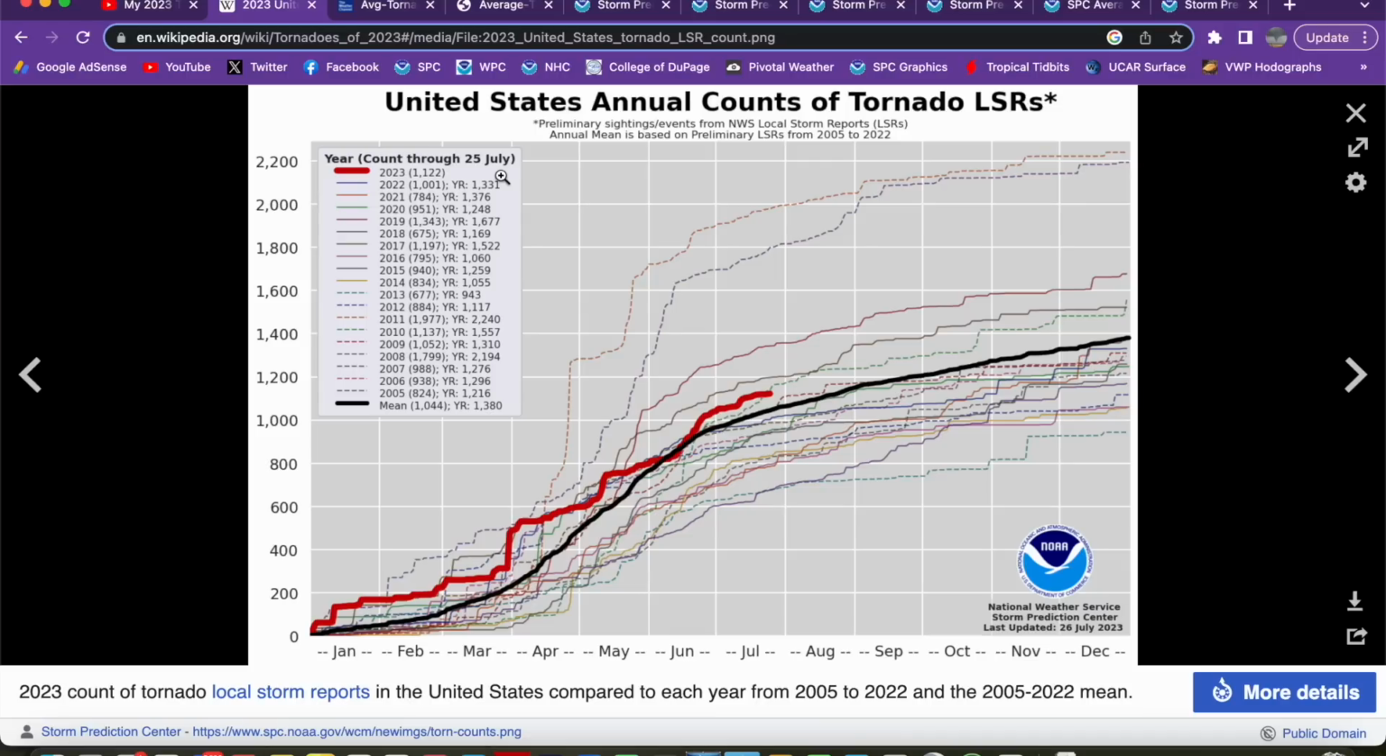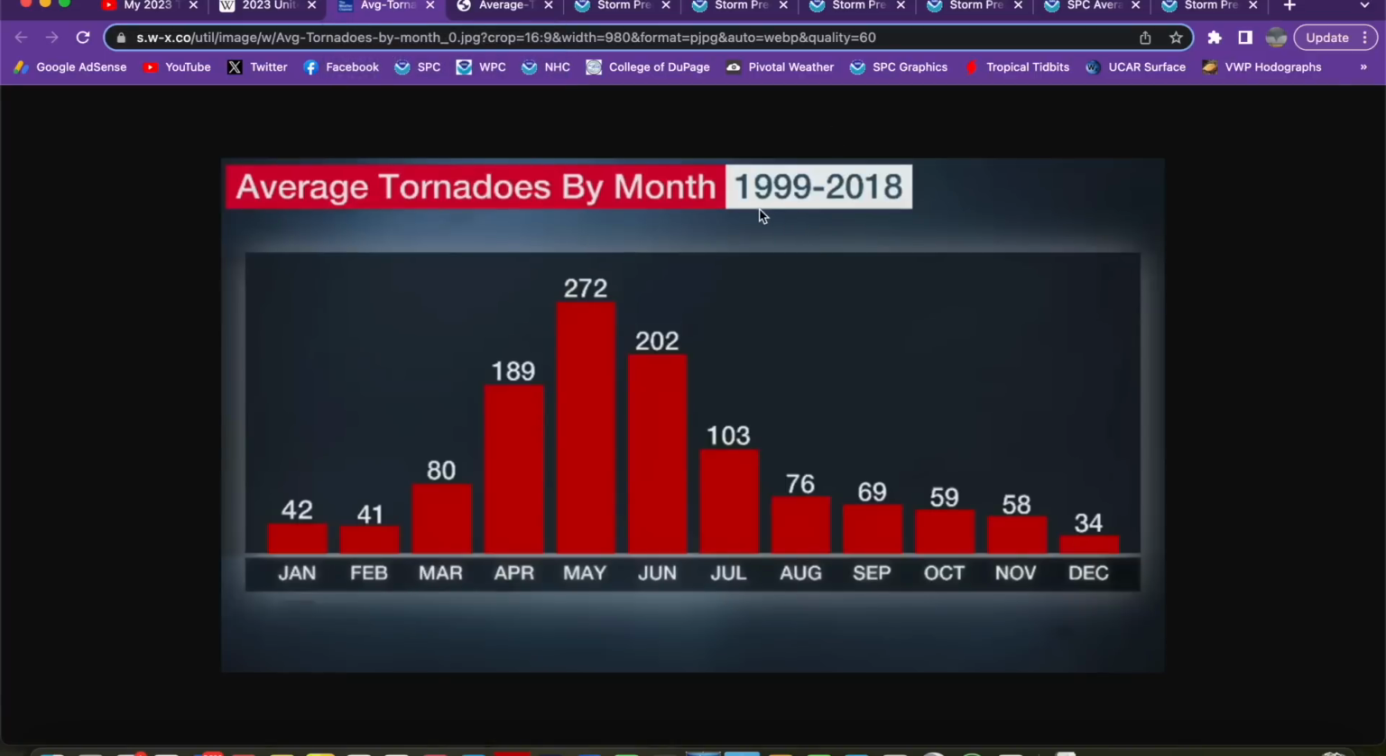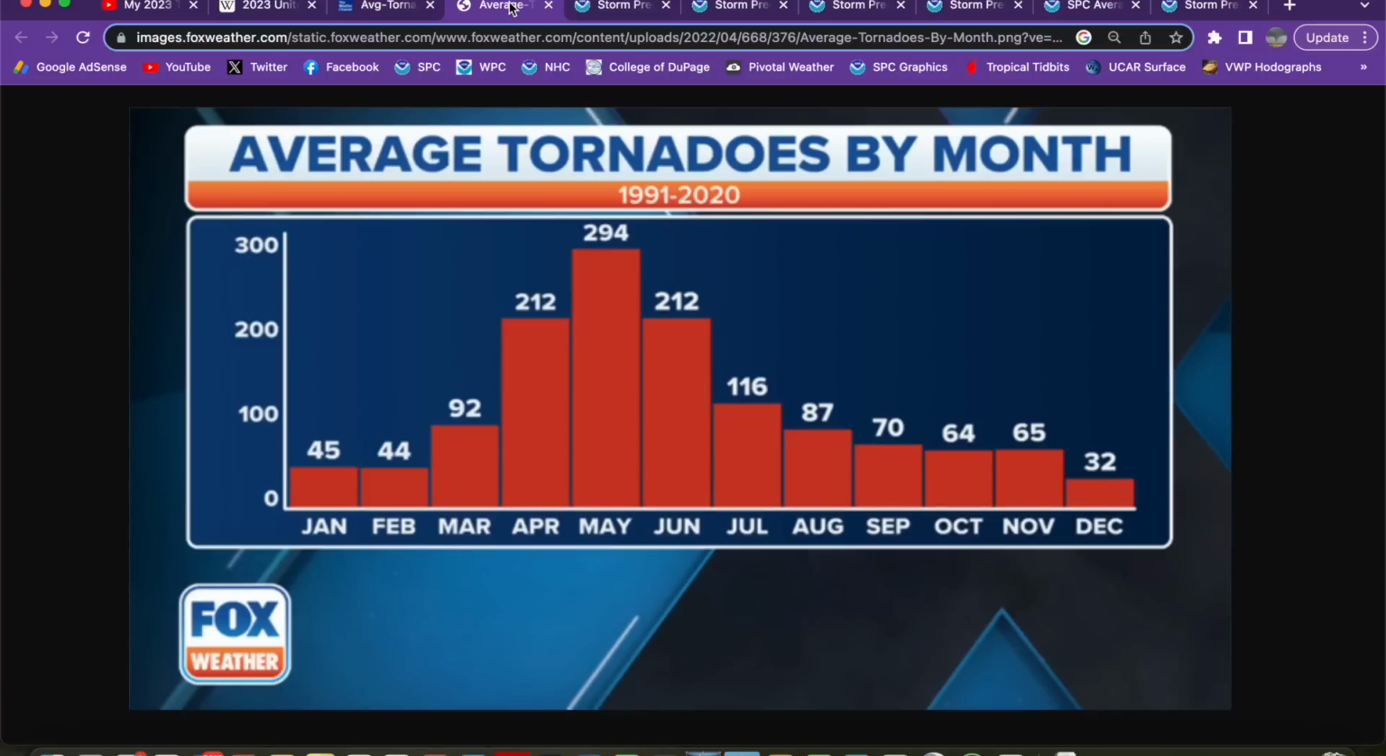Now, when we're talking about the average tornado count per month in the U.S., it's going to depend on the time frame that is used to create that average. So, for example, this one uses the period from 1999 to 2018. You see from March through June, respectively, we have 80, 189, 272, and 202 for each of those months. And this one takes into account the 1991 to 2020 period, so the numbers are going to be slightly different: 92, 212, 294, and 212 for March, April, May, and June, respectively. But the overall idea is the same.